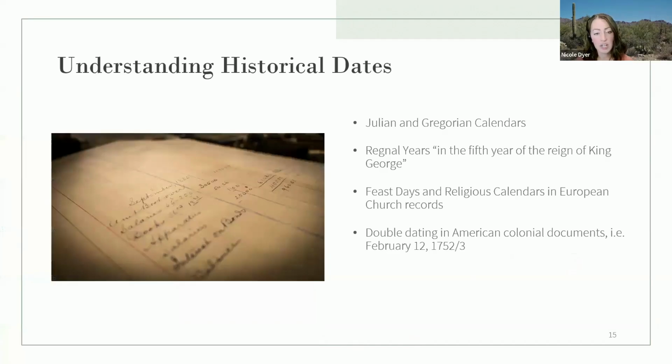Another thing to understand in documents are the historical dates, like the Julian and the Gregorian calendars. Sometimes you'll see in European church records regnal years. So it'll say in the 5th year of the reign of King George, and then you have to figure out what year that was. Sometimes they'll also reference feast days and religious calendars. And if you've done colonial research in the US, you'll see the double dating of documents. So sometimes we'll see the year 1752/3, or the double dating. And so, what does all that mean?